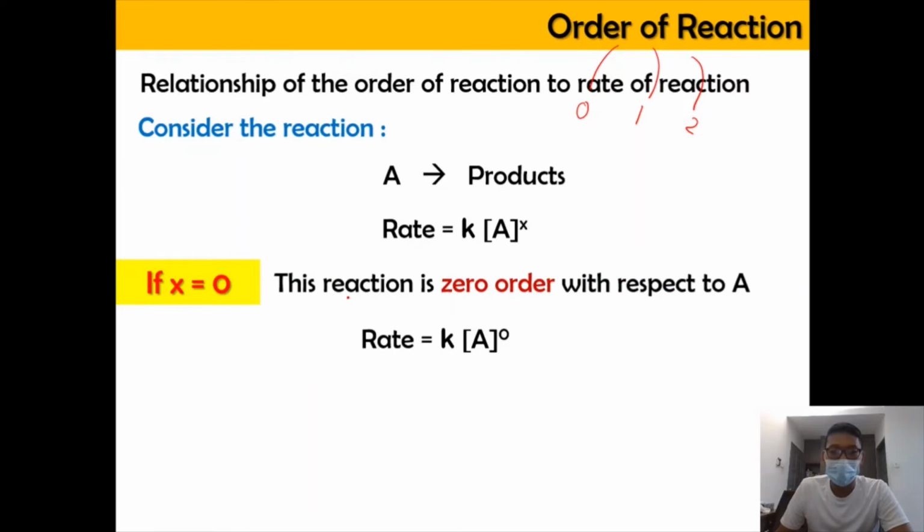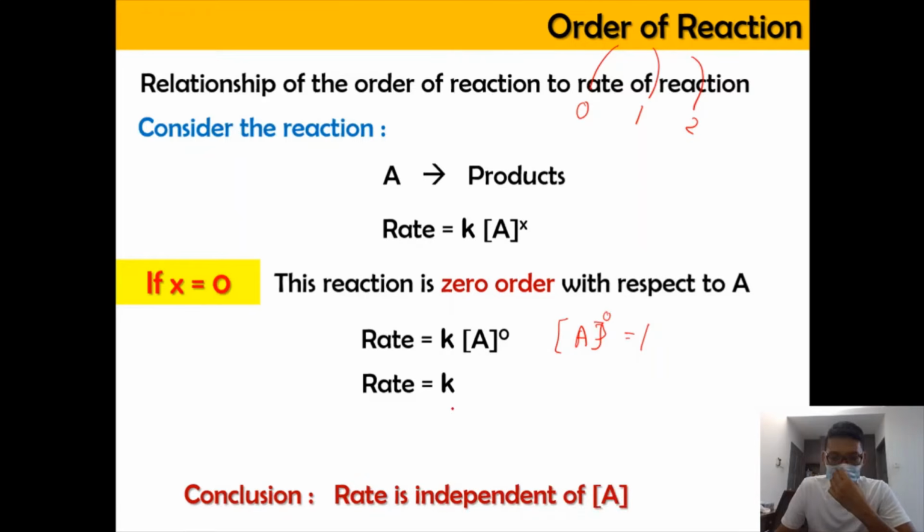Alright, so we can say that this reaction is zero order with respect to A, where X is equal to 0 here. So A to the power of 0 is equal to 1. So K multiplied by 1 is equal to K. So the conclusion that we can get is the rate is independent of A. So what we really mean by this was, whatever the value of A, because it is to the power of 0, it is still equal to 1.